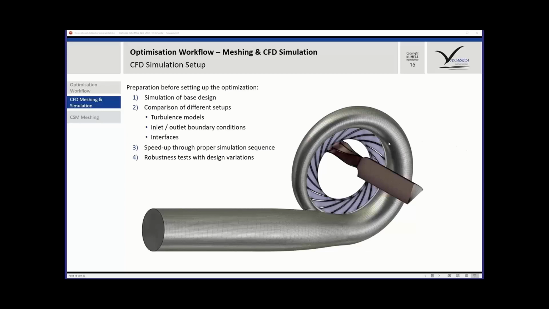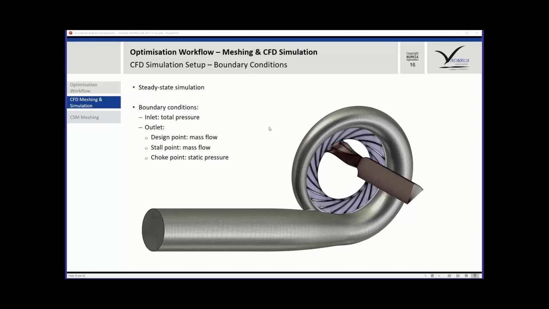So here's a numerical setup. As I said, we have the full volute naturally, we have the full diffuser, and we used one passage of the impeller. Before we started, we made different studies on turbulence models, inlet-outlet boundary conditions, interfaces. So a lot of variables we had to play with before we went into the big optimization. Again, robustness tests were here a topic as well.